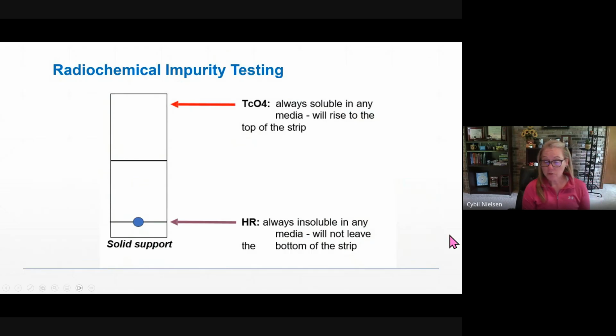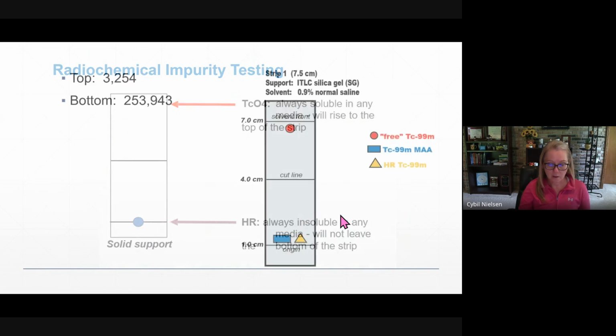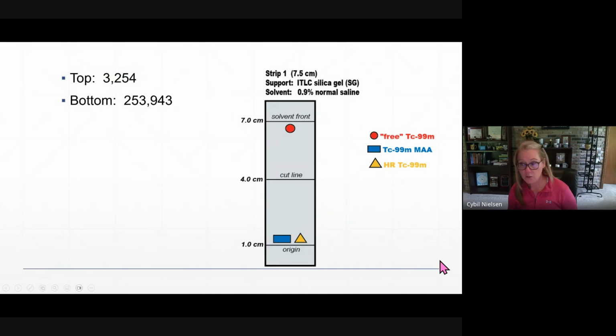So the two impurities we're looking for are free tech and hydrolyzed reduced. As a rule, the free tech will be at the top because you can think of it as free to fly away. Hydrolyzed reduced will stay at the bottom. Think of it as being heavy. Heavy begins with an H, so does hydrolyzed reduced. All right, so let's do a problem.